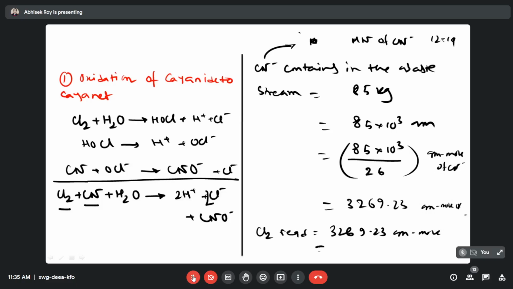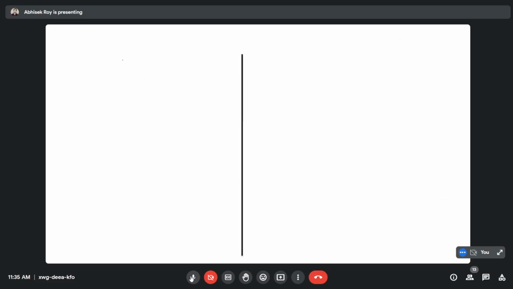So that will be simple: 3269.23 into 2 into 35.45, that much gram. তো সেটা কত আসছে দেখো, 3269.23 into 2 into 35.45, তো আসছে 231.78 কেজি. So এতটা first step এ chlorine requirement.